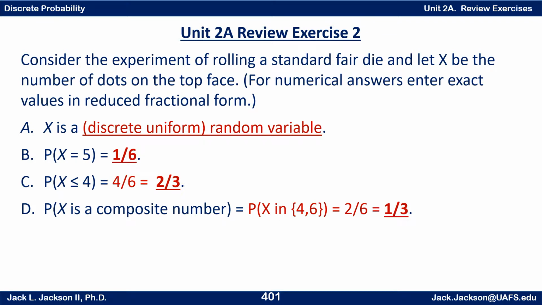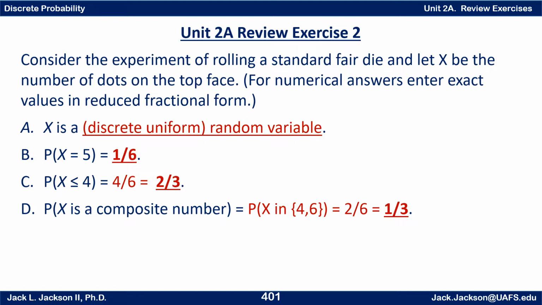Well, X is a random variable. Specifically, it's a discrete uniform random variable. I was looking for a random variable there. The probability that X equals 5 is 1/6. There's 1 five on the die and 6 total faces, all equally likely. So the probability is 1/6 that you will roll a 5.